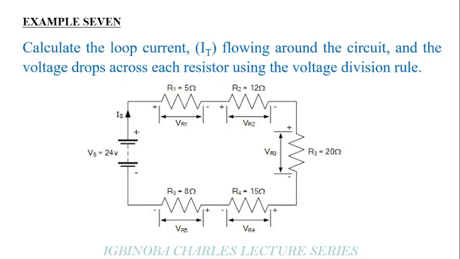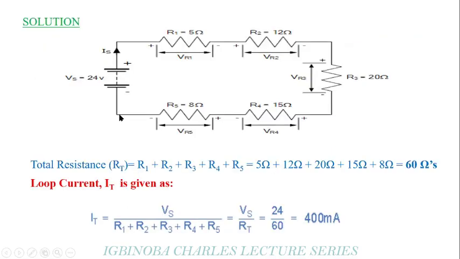Example 7. Calculate the loop current IT flowing around the circuit and the voltage drop across each resistor using the voltage division rule. So the first thing we need to do in this circuit is to calculate the total current flowing through the circuit, which is referred to here as IT, which is also IX here. For us to do that, the first thing we need to do is to calculate the total resistance in the circuit. Since all the resistors are connected in series, all we need to do is just add their individual resistance. So our total resistance is equal to R1 plus R2 plus R3 plus R4 plus R5. And when you add all the values, you are going to get 60 ohms as your total resistance.